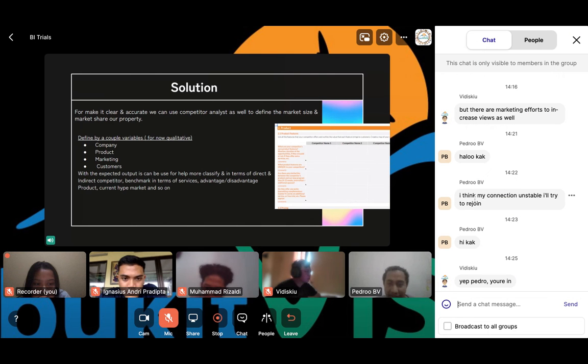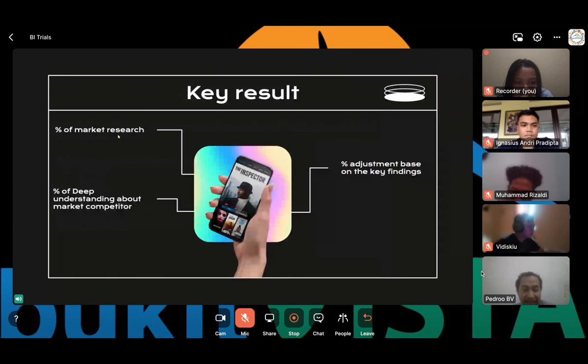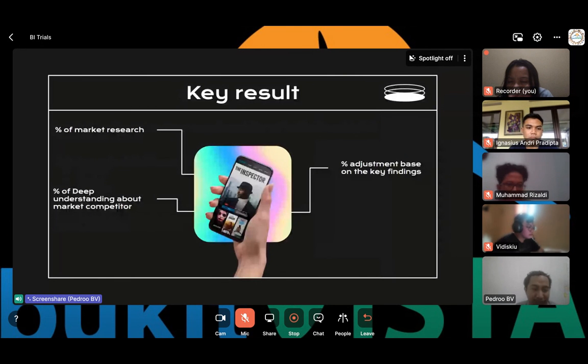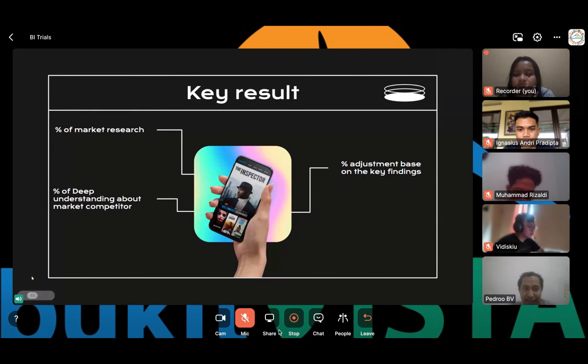Next, the key results are the percentage of market research, then the percentage of deep understanding about our market competitors. And the last one is the percentage of adjustment based on the key findings related to the output of the competitor analysis. Yeah, I think that's all. Thank you.